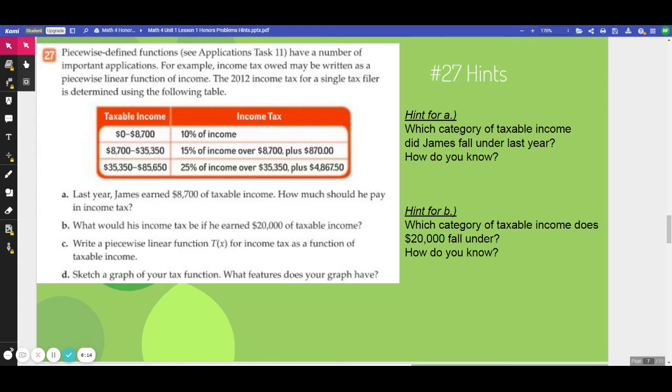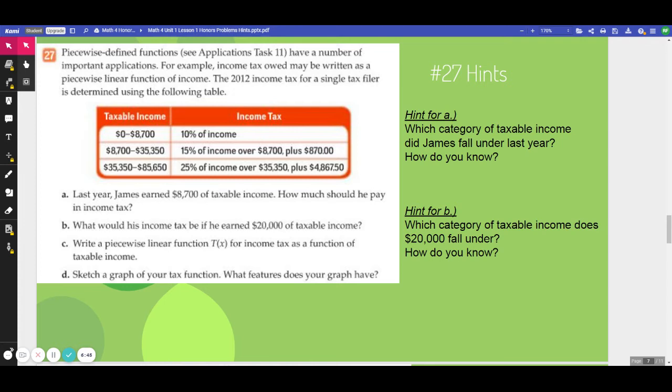But here's a table. It's saying if my taxable income is from 0 to 8,700, then the rule that goes with that is 10% of your income is paid. But if my taxable income is 8,700 to 35,350, then the new rule is 15% of the income over 8,700 plus an extra $870. And you can see the rule for the third tier there.